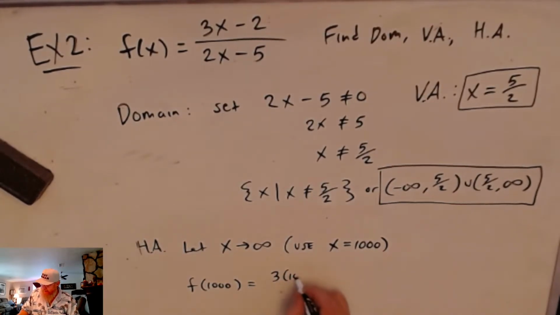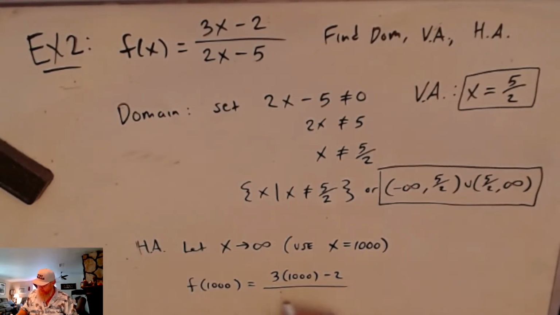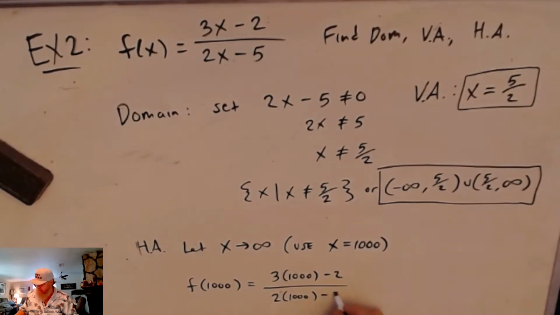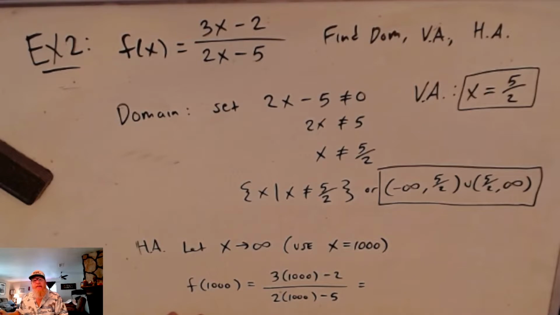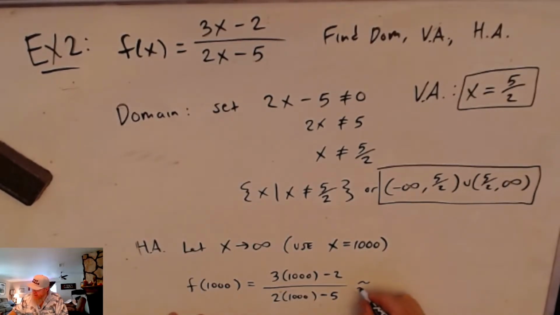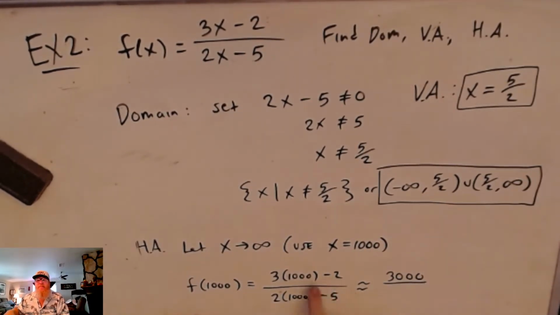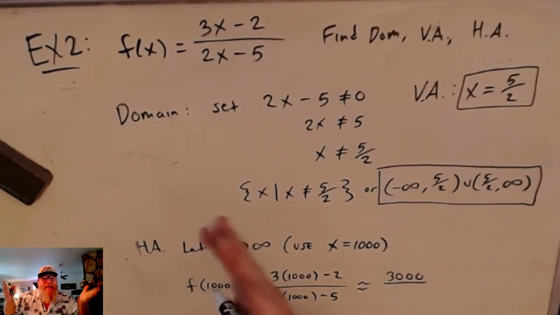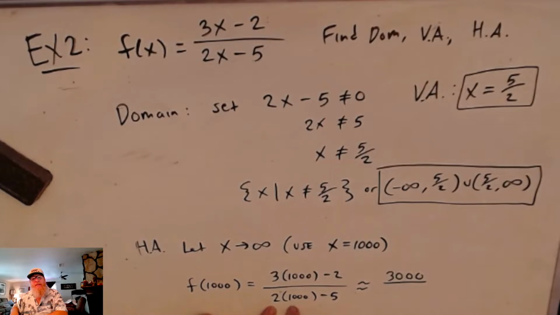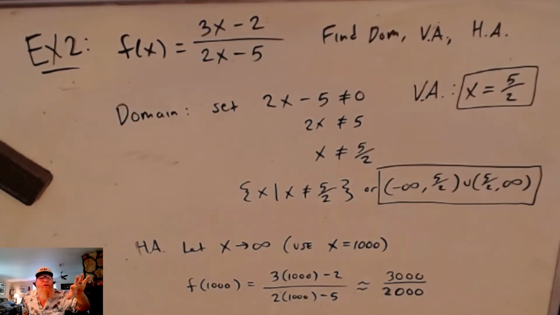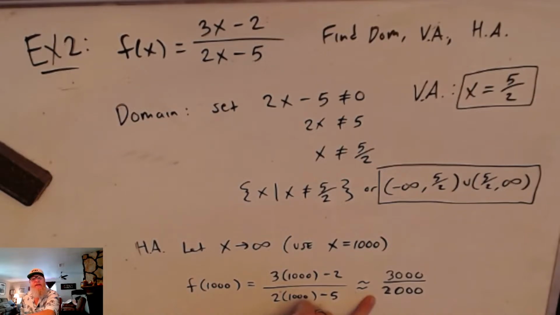You could probably do this mentally, but that's going to be 3,000 minus 2, over 2,000 minus 5. So here's where we're going to estimate things. This is where it's very important to estimate. This is approximately 3,000, the minus 2 doesn't really do much to the 3,000. It becomes 2,998, but 2,998 is basically 3,000. Similarly here, this is 2,000 minus 5, which is 1,995, but that's still basically 2,000. We're looking for a tendency or a limit at which it's getting closer and closer to that number. So it's not exactly this number, but it's approximately this number.